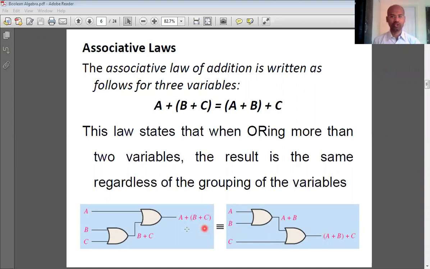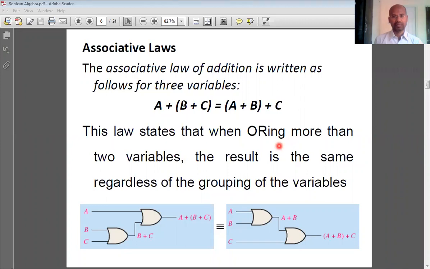What it says is, no matter which variables you group in OR operation, the result remains same. You take B and C first, you OR them, and that result you are adding with A, is same as A or B, and the result is ORed with C. This also gives us the same answer.